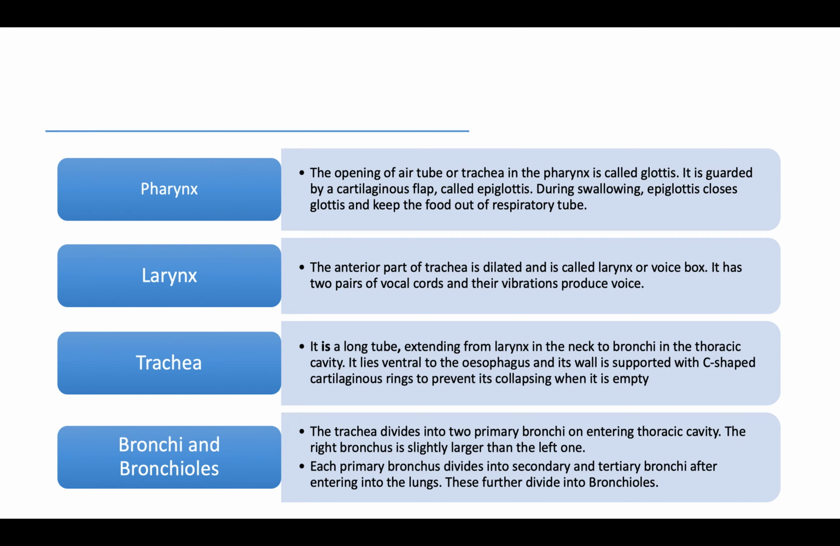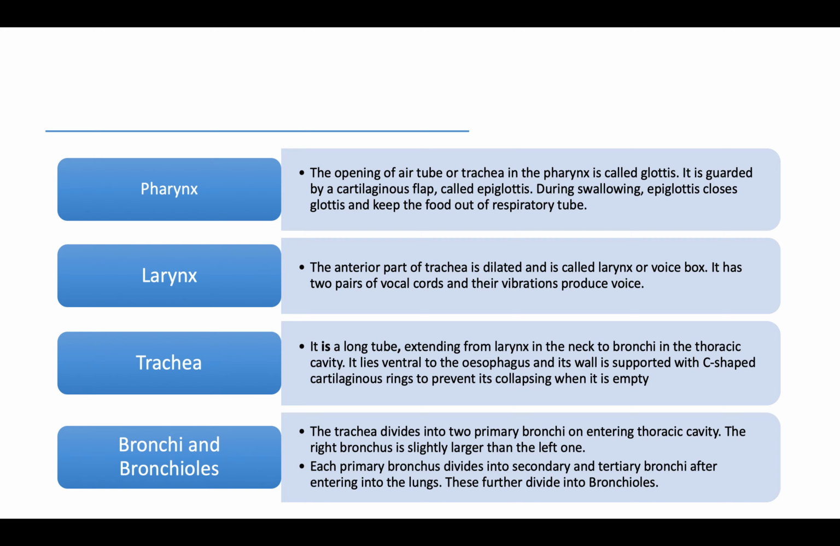Larynx. The anterior part of trachea is dilated and is called larynx or voice box. It has two pairs of vocal cords and their vibrations produce voice. Trachea. It is a long tube extending from larynx in the neck to bronchi in the thoracic cavity. It lies ventral to the esophagus and its wall is supported with C-shaped cartilaginous rings to prevent its collapsing when it is empty.